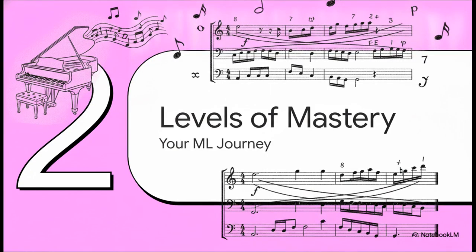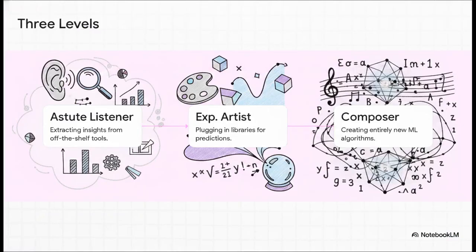Moving on to section 2, 3 levels of mastery. Think of this as mapping out your personal journey in machine learning. To figure out how to scale that wall, it really helps to view your machine learning journey through a musical progression. See, many of us start as an astute listener. You're just interpreting dashboard outputs and reading predictions.